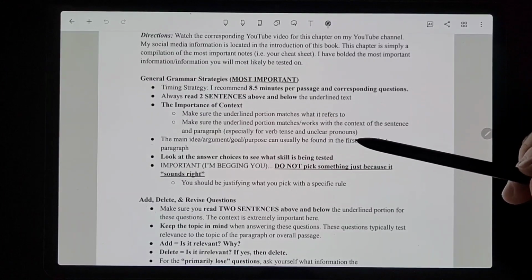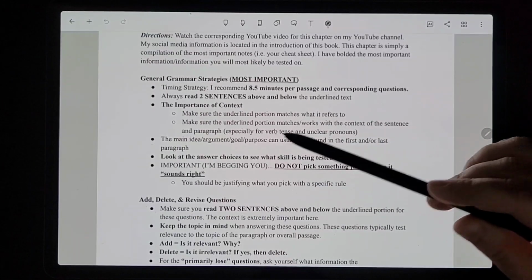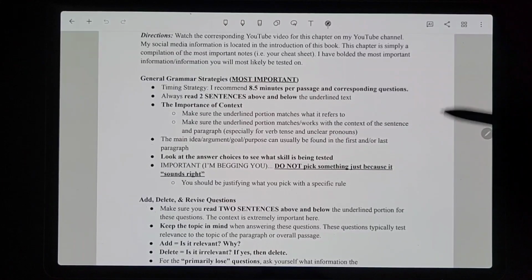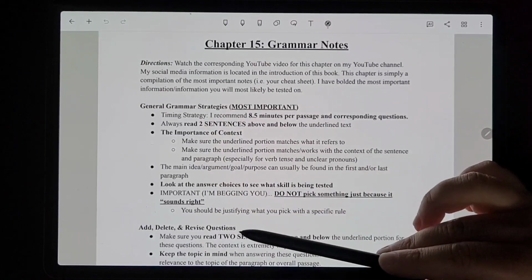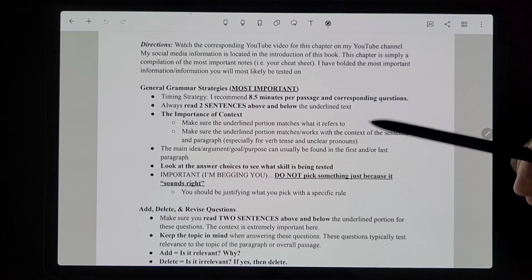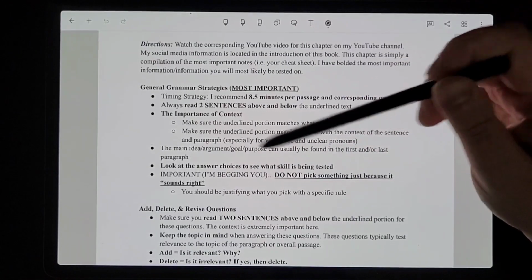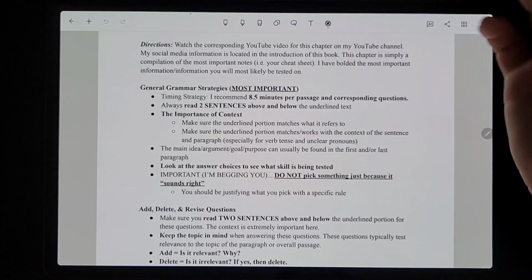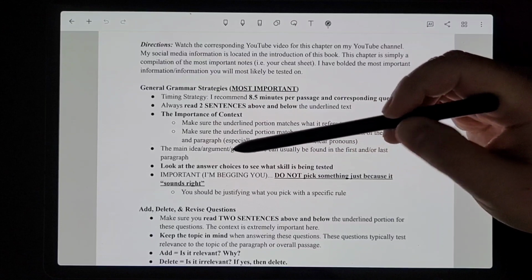I also put this one up here, but I think it's more helpful for the reading section: the main idea, goal, purpose. I've already talked about this. If you want to hear these again, just go to the specific chapter that the title goes with. I've gone over all these notes already in the summaries at the beginning of each of the chapters, so go back to those videos if you need to. And then, look at the answer choices, see what skill is being tested. Again, that's a big one that's really helpful. That can save you a lot of time.